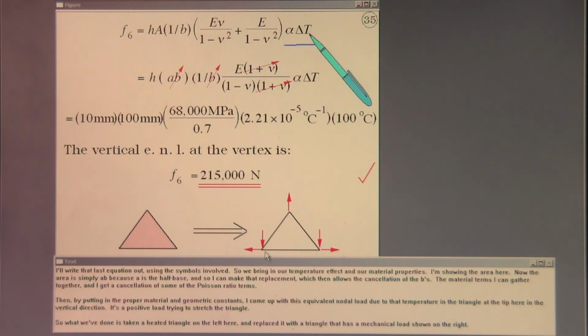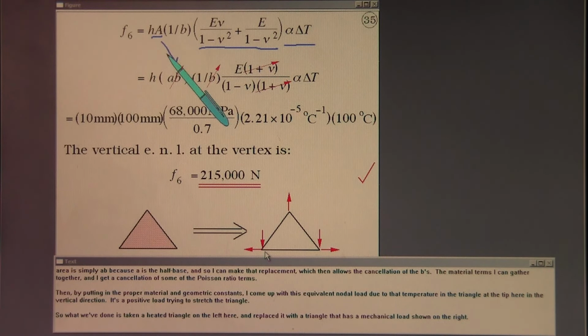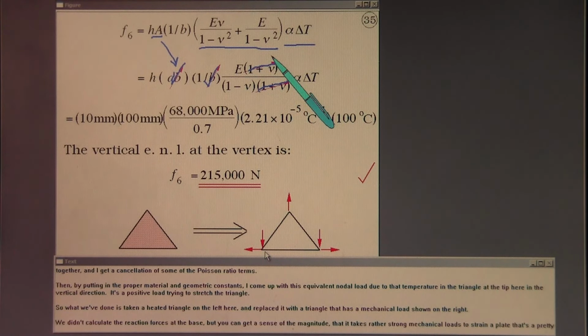So we bring in our temperature effect and our material properties. I'm showing the area here. Now the area is simply AB because A is the half base, and so I can make that replacement, which then allows the cancellation of the B's. The material terms I can gather together, and I get a cancellation of some of the Poisson ratio terms. Then by putting in the proper material and geometric constants, I come up with this equivalent nodal load due to that temperature in the triangle at the tip here in the vertical direction.